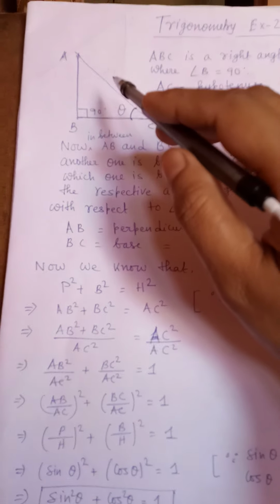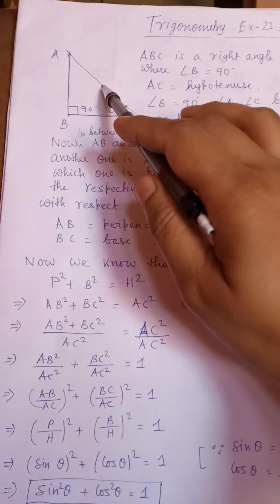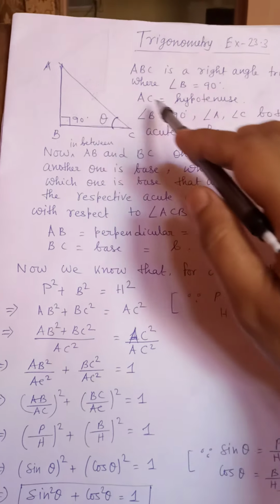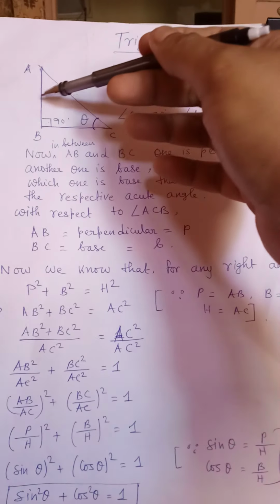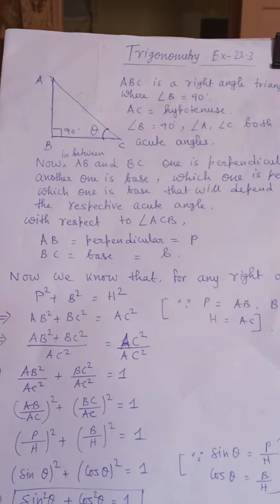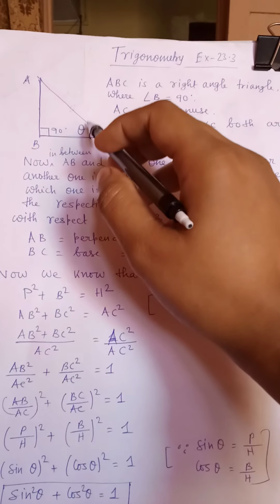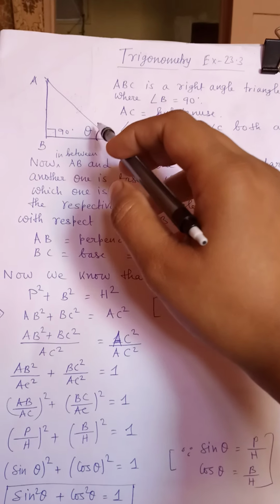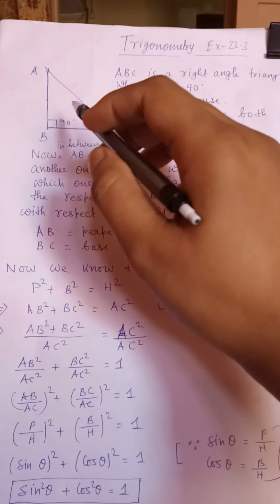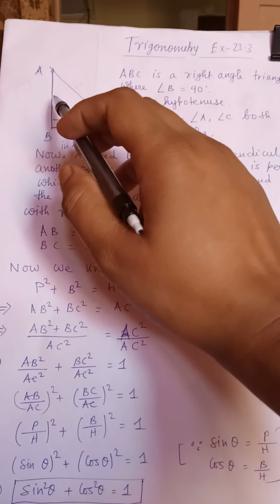Again, the property of the right angle triangle is that the side opposite to the right angle is the biggest side, that is called the hypotenuse. So here AC is the hypotenuse. The remaining two sides, one is perpendicular, another one is base. Now which one is perpendicular and which one is base will depend on the respective acute angle in the question, that I have discussed in my class also. In trigonometry, the side just opposite to the respective angle is the perpendicular.